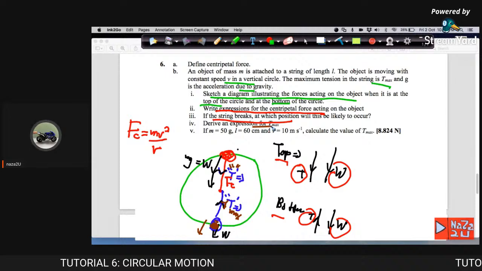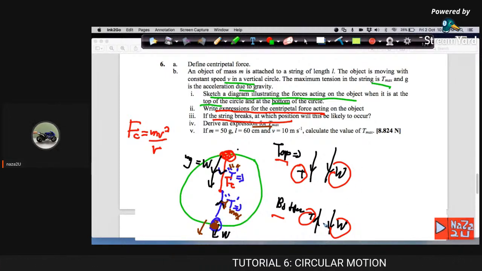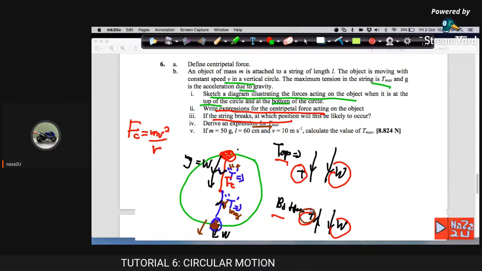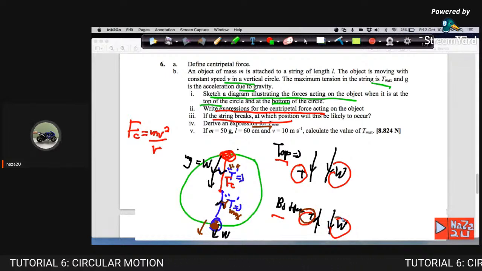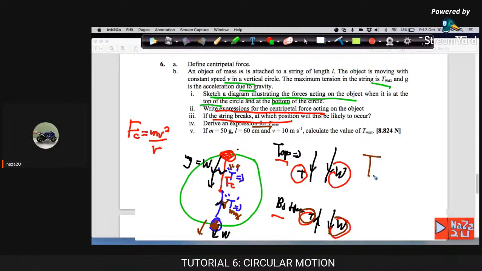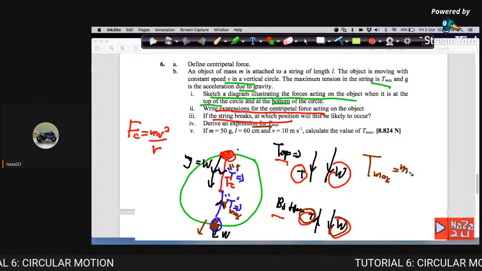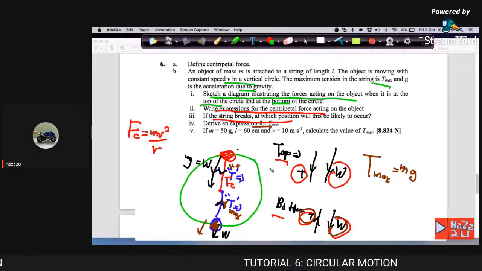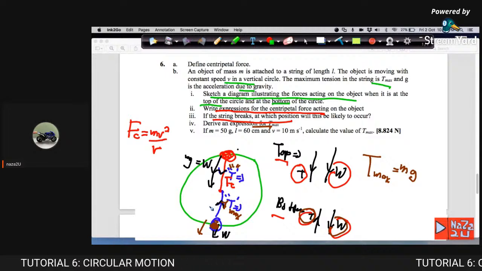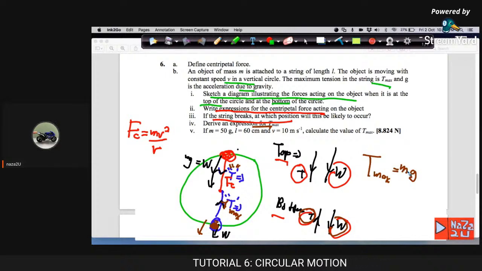Okay, derive expression for the T maximum. So T maximum here at the bottom. So at the bottom here, we have a direction of the string, tension upward and weight force downward. So meaning here, the T maximum, right, is equal to mg. But the string ataupun tali ini tidak putus. This is not the break string. Jadi maksudnya kat sini, daya ke atas sama dengan daya ke bawah.